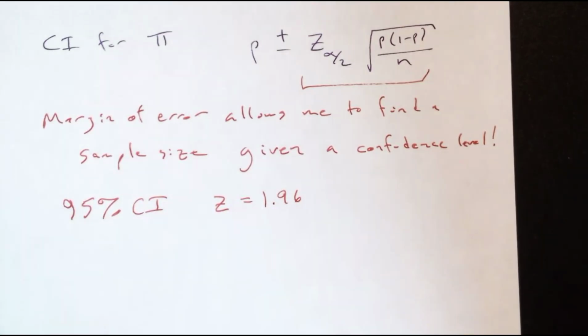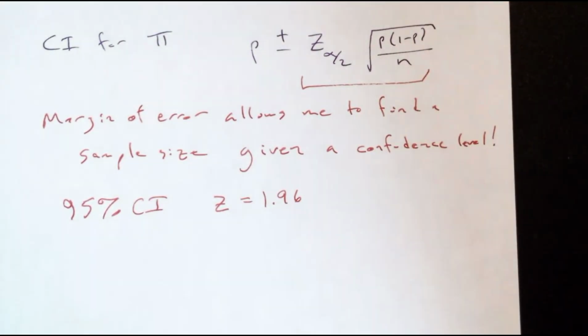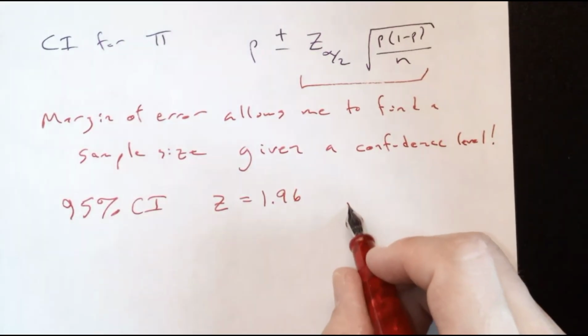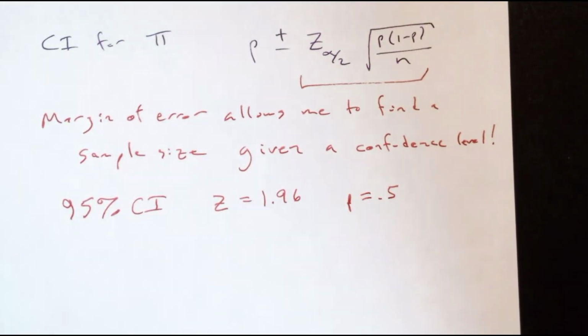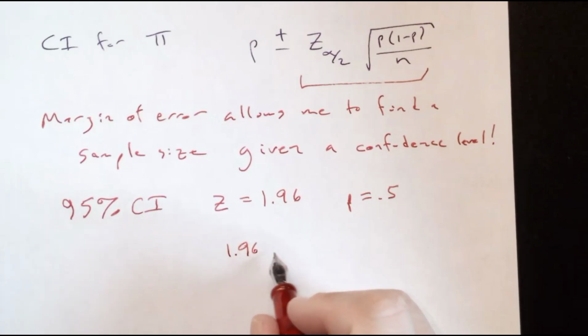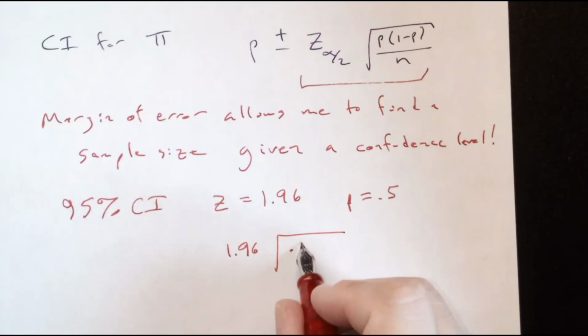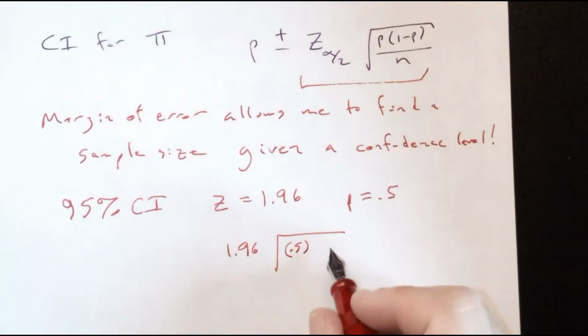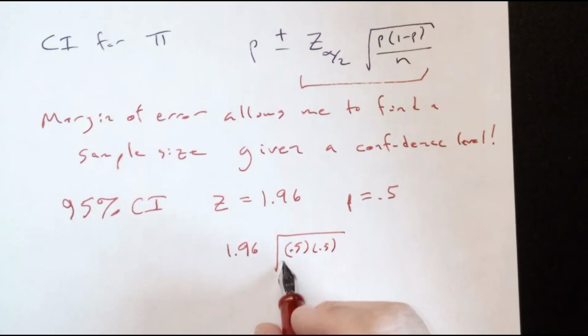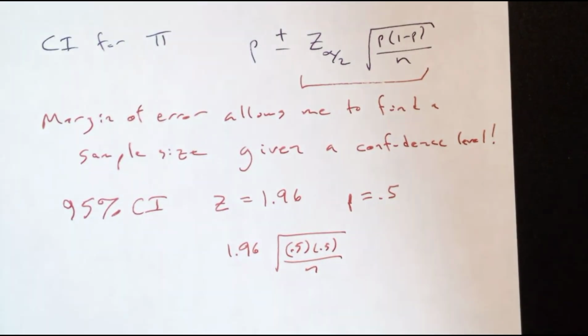If I want to be 95% certain I've gotten the right thing, let's pick the lowest number for a proportion in terms of the number of people I'll need. If I assume it's a coin flip, then I would have 1.96 times the square root of 0.5, and then 1 minus 0.5, which is also 0.5, over n.